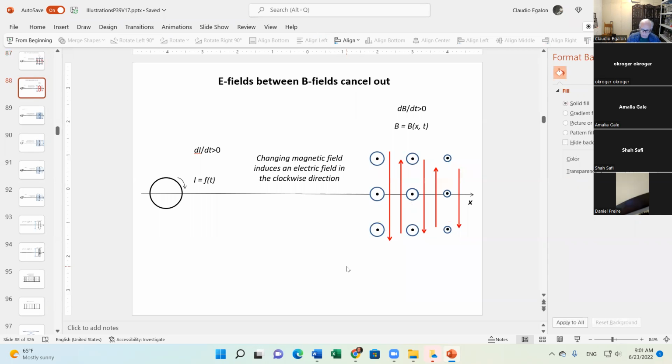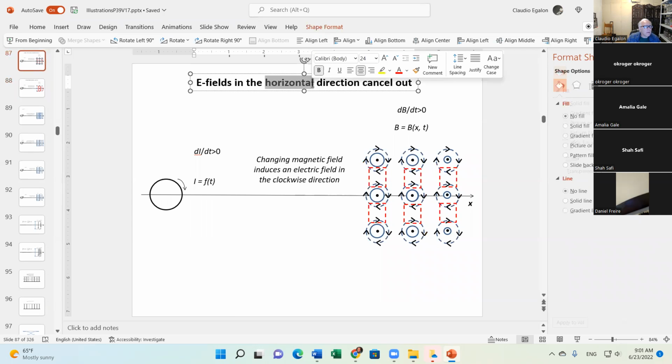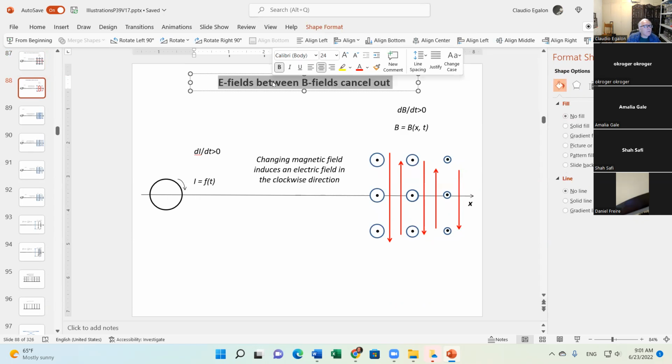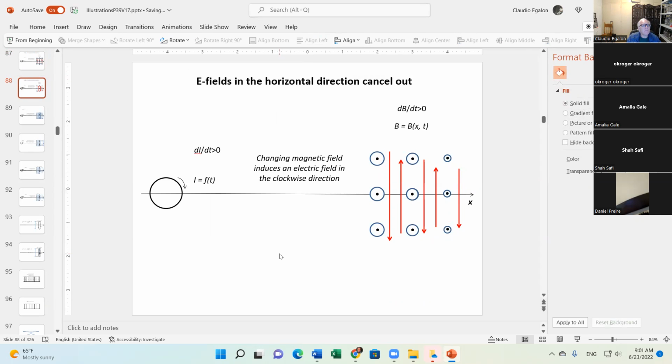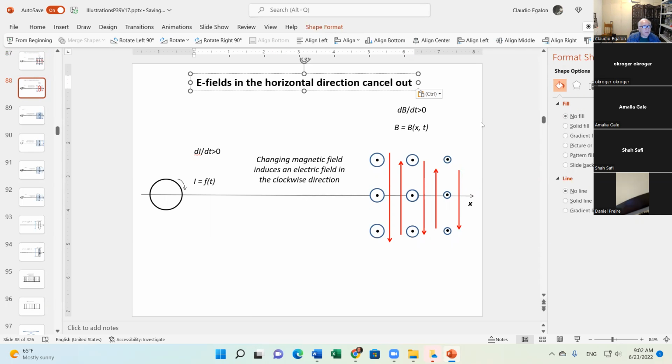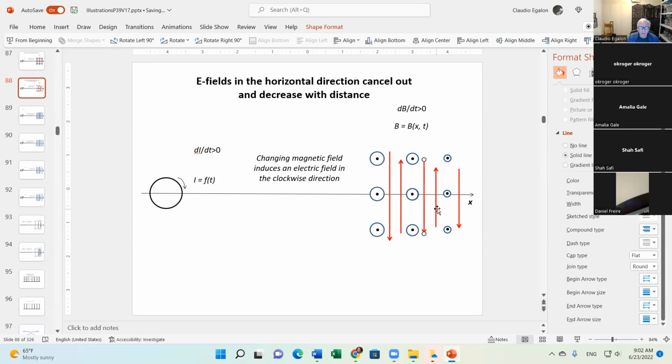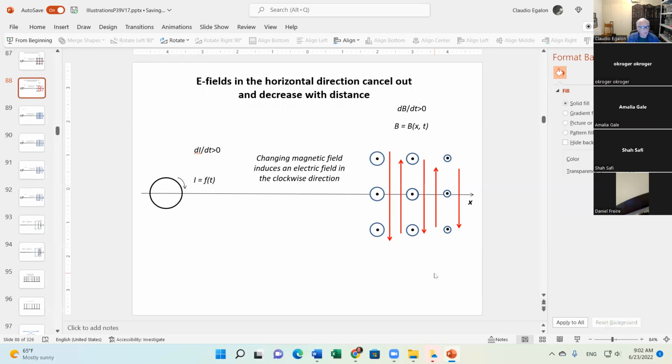If fields in the horizontal direction, we can have the same title here. If fields in the horizontal direction cancel out and decrease with distance, just like the magnetic field. What are those electric fields? Those electric fields are induced electric fields. Okay, so we're getting there.